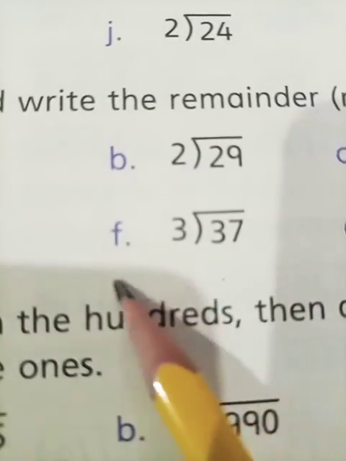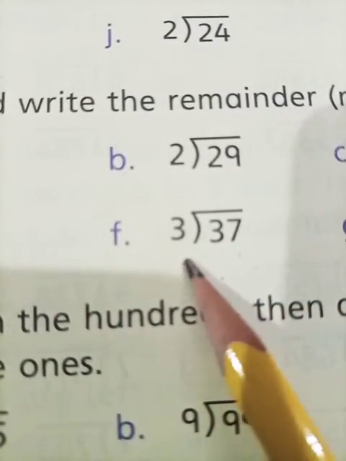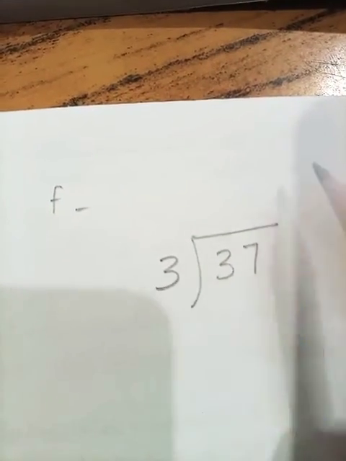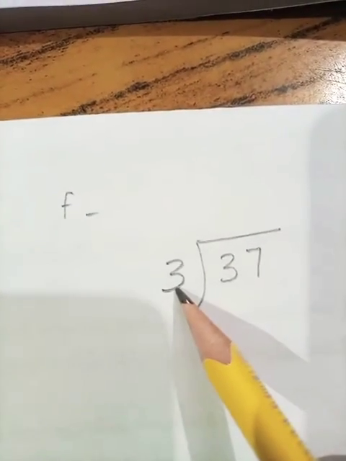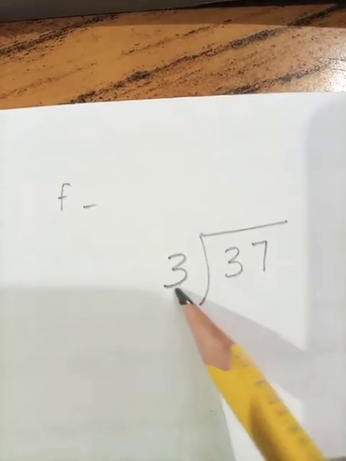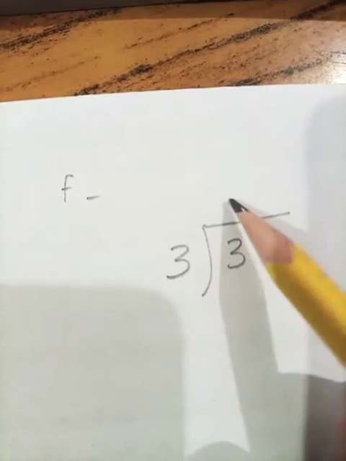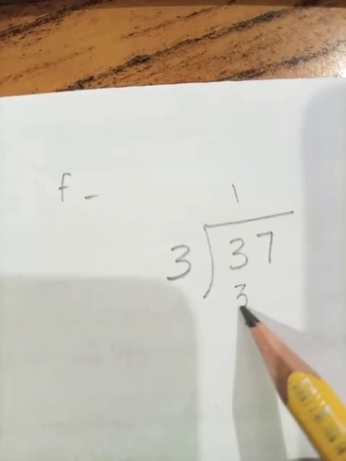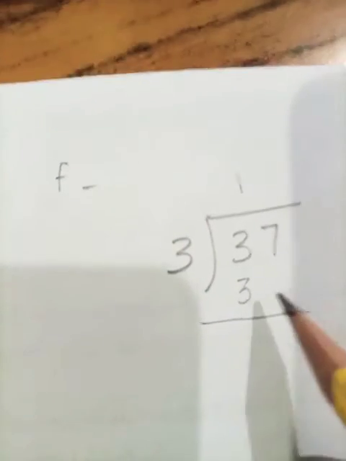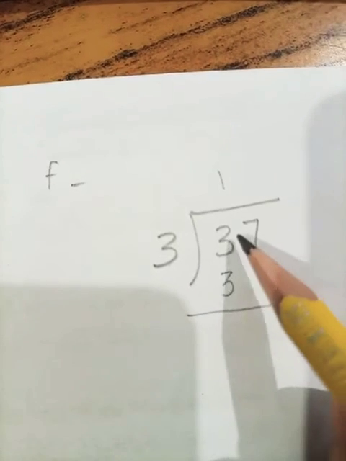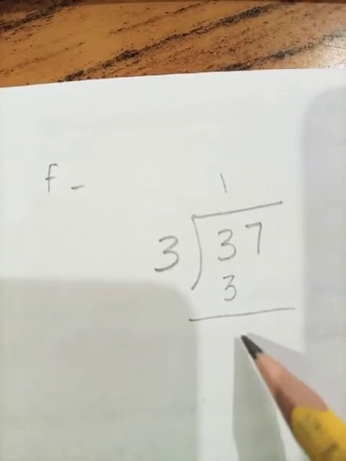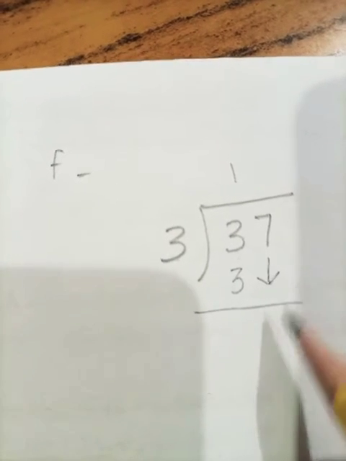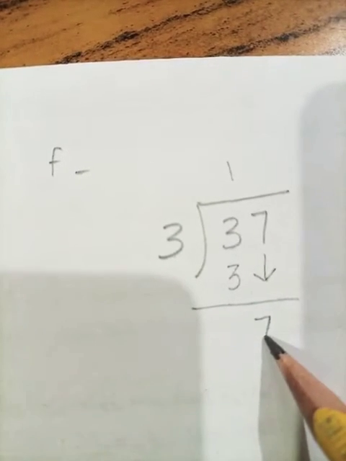In the part F, 37 is being divided by the 3. So students, now let's divide it. As our divisor is equal to the first digit of our dividend, so we are going to divide it first. 3 ones are 3. Next step is subtraction. When we subtracted 3 from 3, answer is 0. So we are taking our 7 down here.